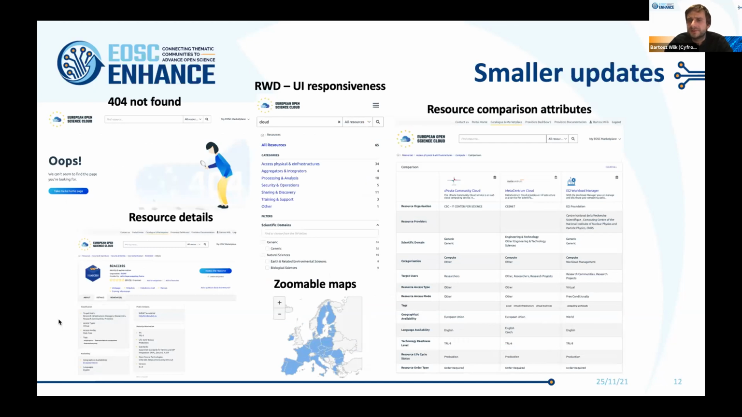There are also some smaller updates, such as a new not found page, and a new responsive design for smartphones and other devices that our users use to navigate the marketplace. The web page is prepared for such use cases. We also introduced zoomable maps, updated resource details, and comparison attributes, so it reflects properly the current resource profile, to make sure that all the resources can be compared using this functionality.